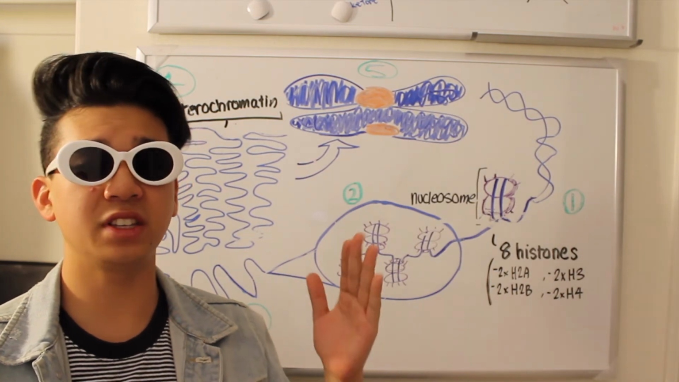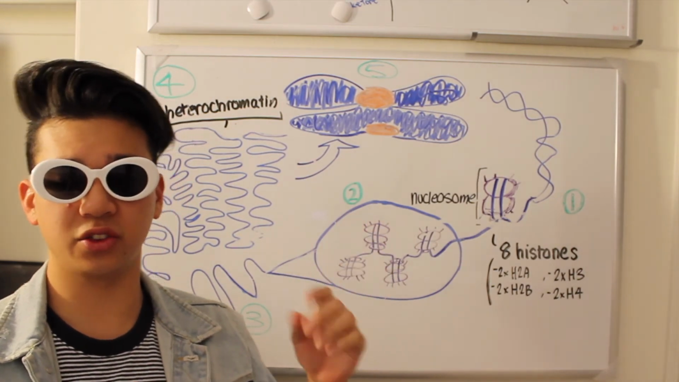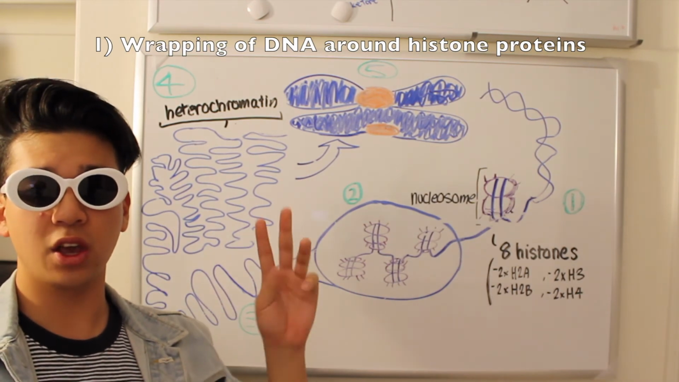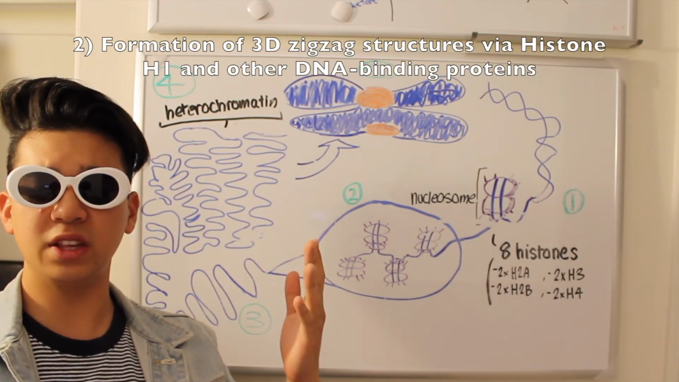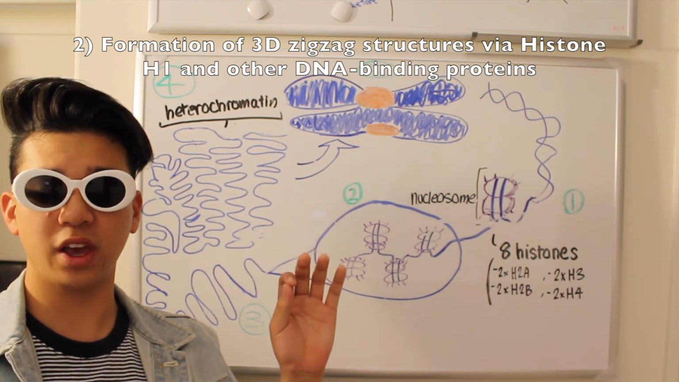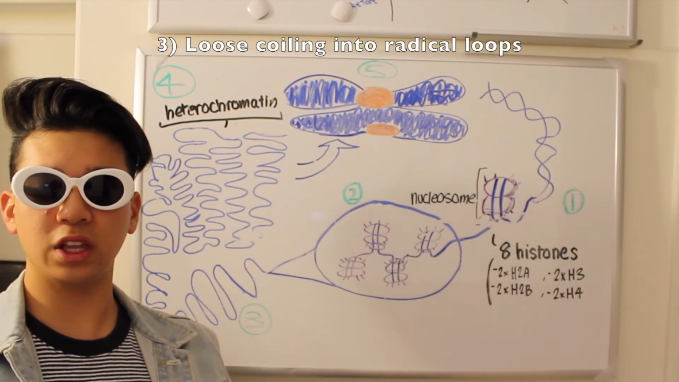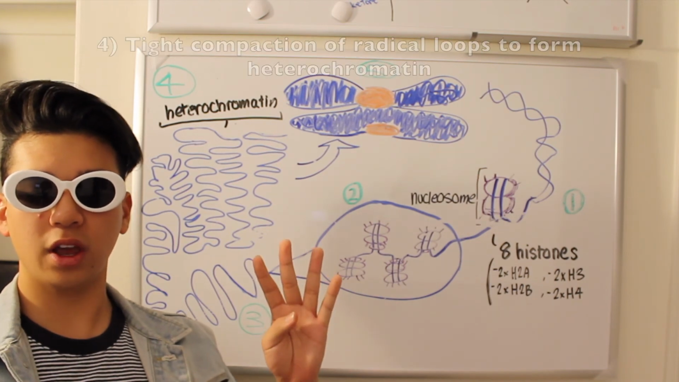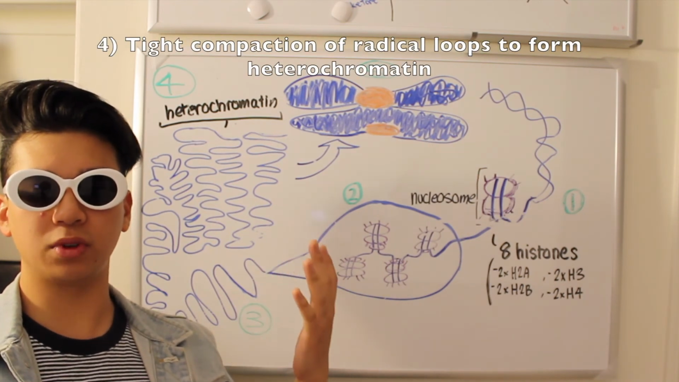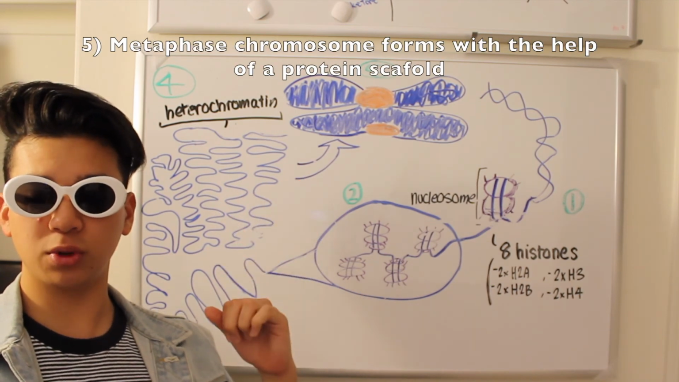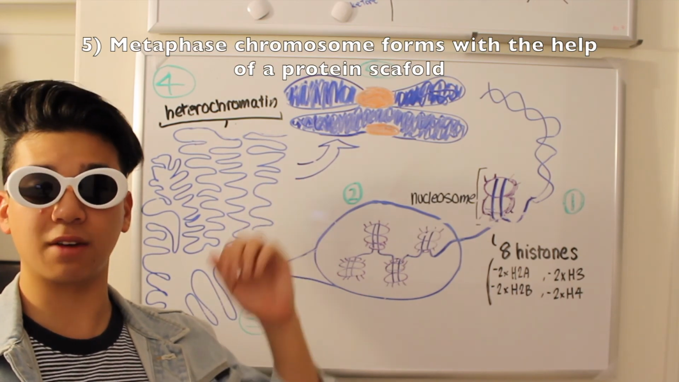All in all, the steps that DNA takes to form chromatin are: 1. The wrapping of DNA around histone proteins. 2. Formation of a 3D zigzag structure via histone H1 and other DNA binding proteins. 3. Loose coiling into radial loops. 4. Tight compaction of radial loops to form heterochromatin. And number 5, the metaphase chromosome forms with the help of a protein scaffold.